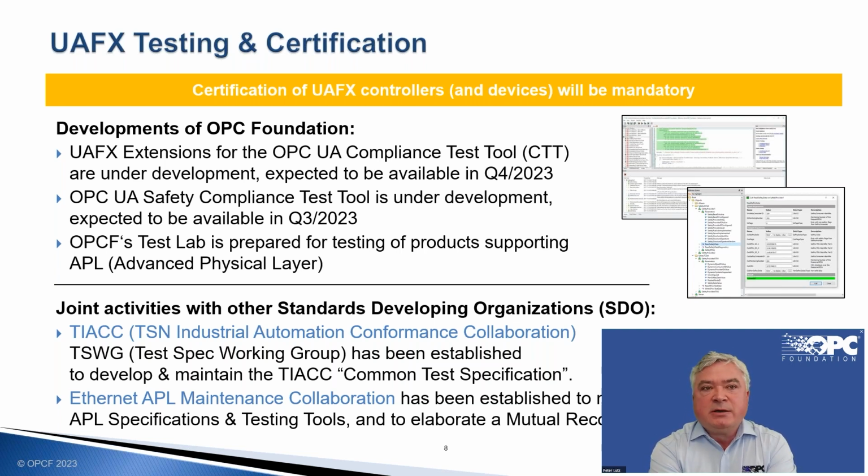In this context, I would also like to mention two joint activities, one with some other standards developing organizations with regard to TSN. We have a joint activity to develop a common test specification for the IEC/IEEE 60802, the common TSN profile for industrial automation. And we have a separate joint activity, which is the Ethernet APL maintenance collaboration. This is where we are jointly maintaining the APL specifications and the APL tools.